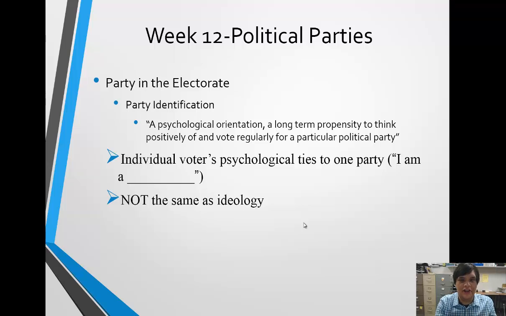Now moving on to the party in the electorate. Party in the electorate, once again, is just the people that identify with a particular party. So that's why I want you to know the definition of party identification, and it's the one that I really, really like. Party identification here is defined as a psychological orientation, a long-term propensity to think positively of and vote regularly for a particular political party. So I really like that definition because it is a psychological thing. Our party identification is embedded in our own brains, and as soon as we vote for one party, we kind of have this long-term propensity to continue to vote for that particular party because we think of them so positively.